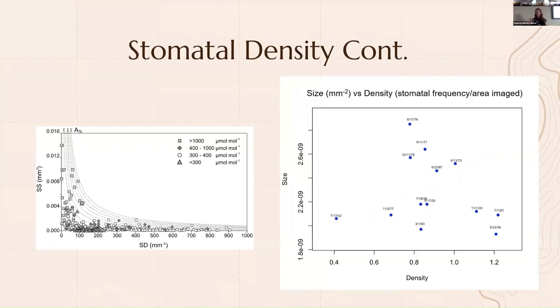This is probably my favorite graph that I've made. It's the size density relationship. So we're looking at the area of the stomates as well as the density, the frequency of how much they occur. And I think it's interesting. We're seeing some clustering here in this data.